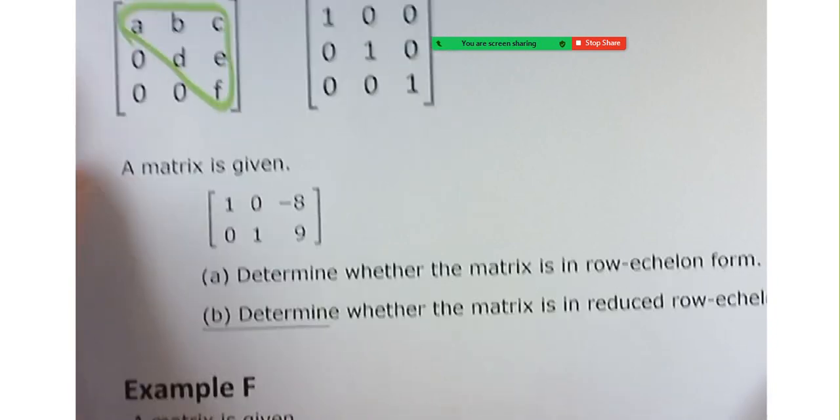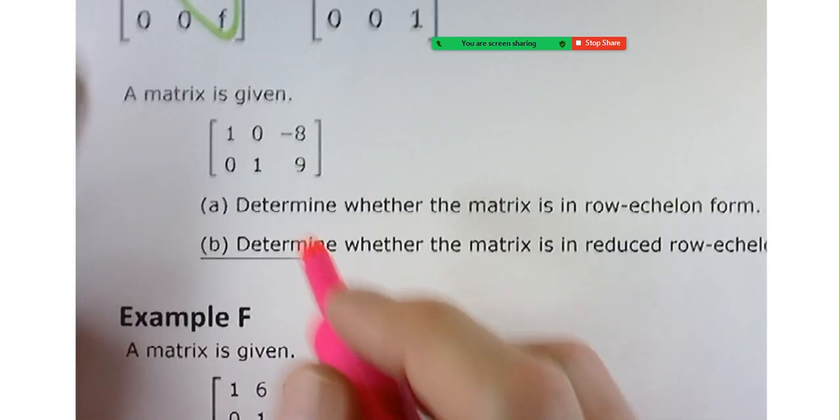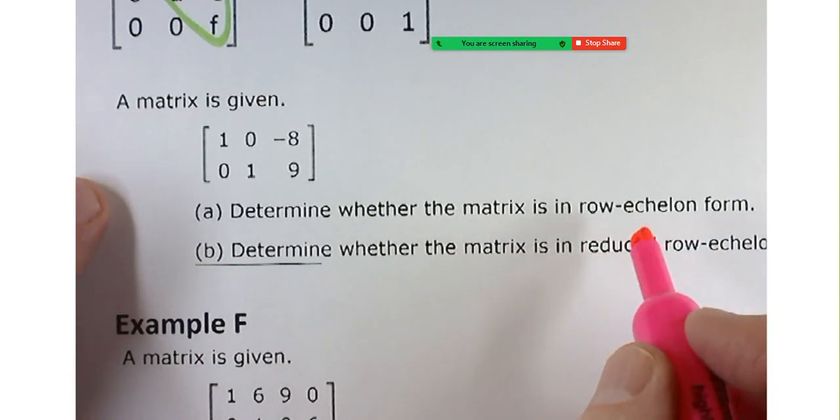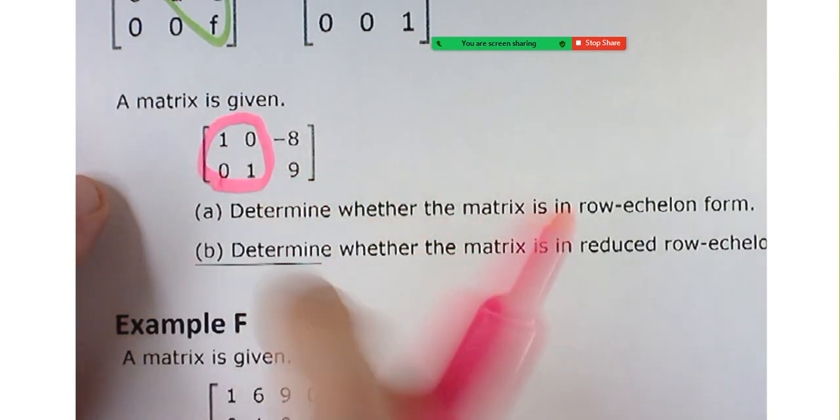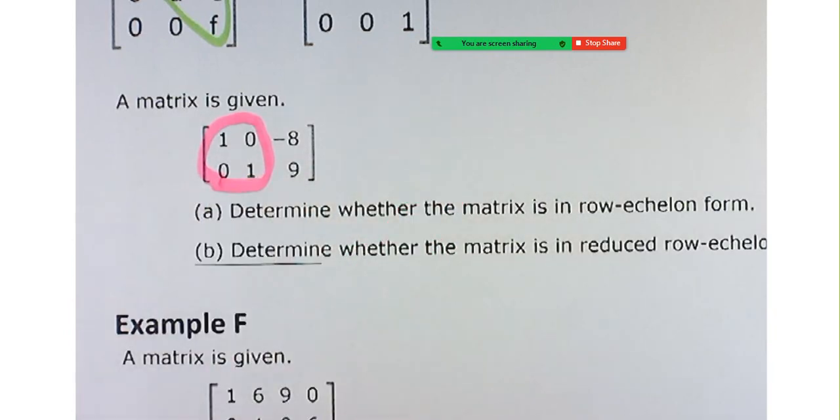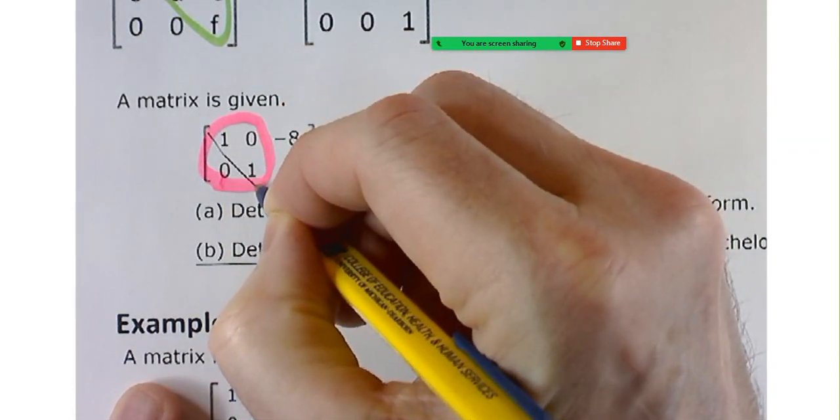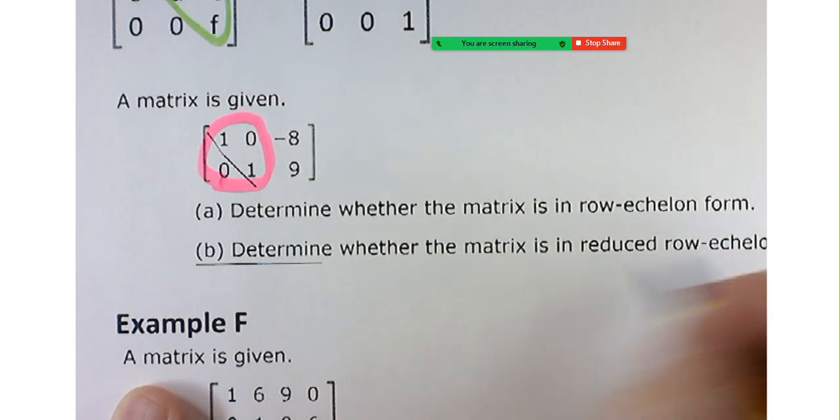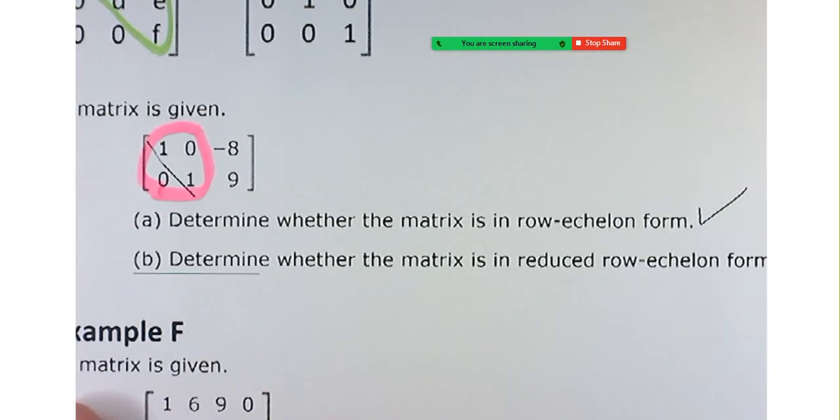Let's take a look at this one. For this example, it says a matrix is given. Determine if the matrix is in row echelon form. So what you want to look at, this is an augmented matrix. As long as you have kind of this main diagonal and zeros below it, then it's in row echelon form. So the answer is yes, it is in row echelon form.